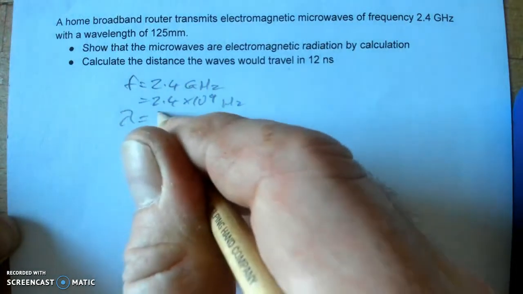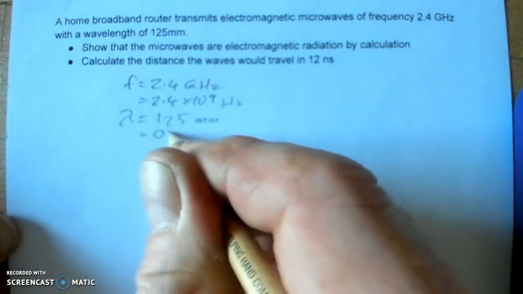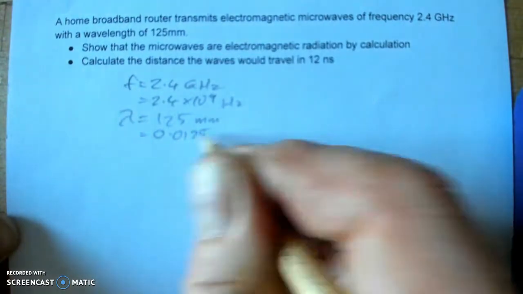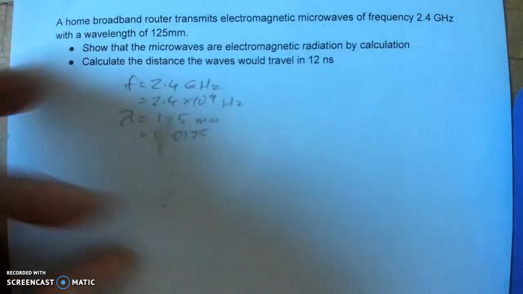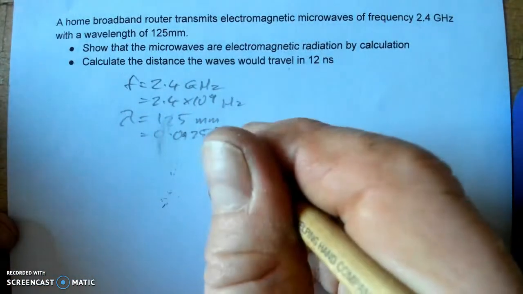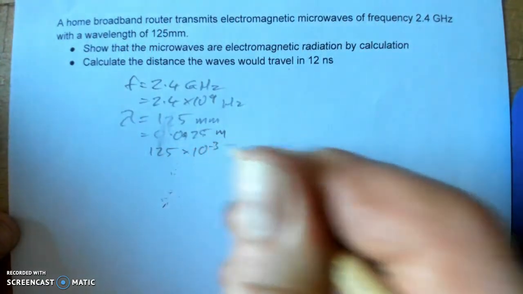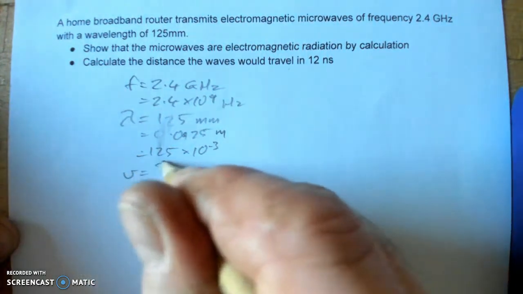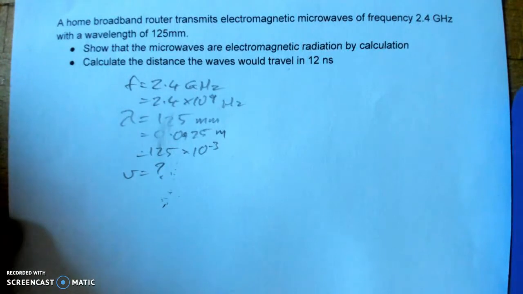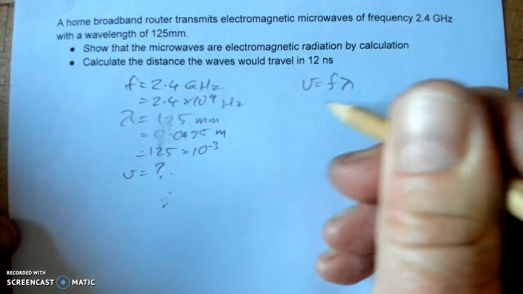Lambda, the wavelength, is 125 millimeters. Now you can either just convert that in your head into 0.125 meters, or you could put it in your calculator as 1.25 times 10 to the minus 1 meters. It just depends on which way you prefer doing it yourself. And what we're trying to find out is the speed v.